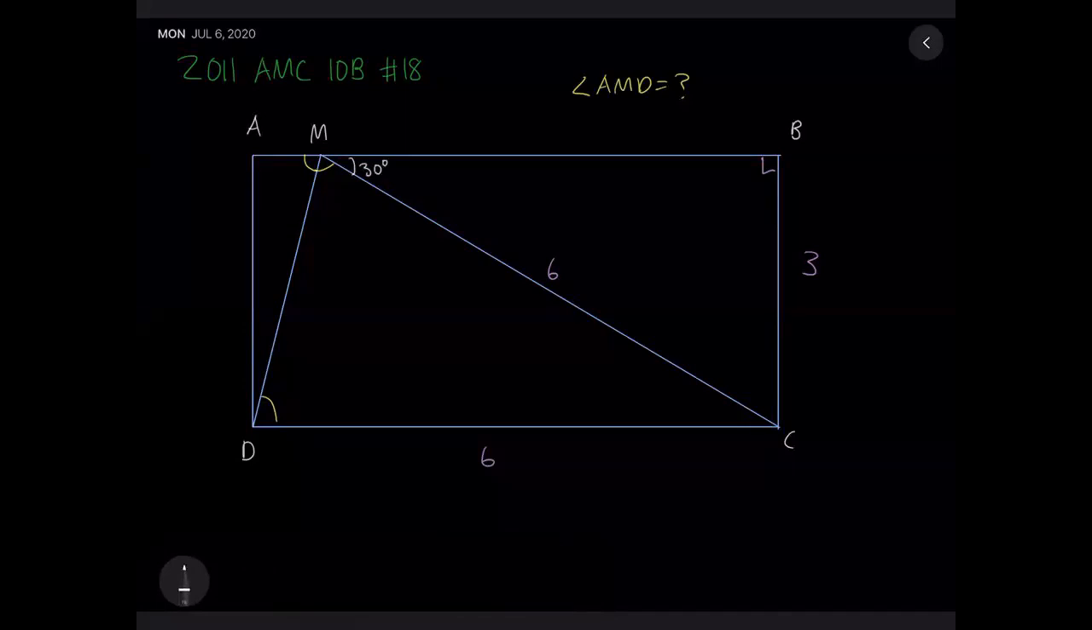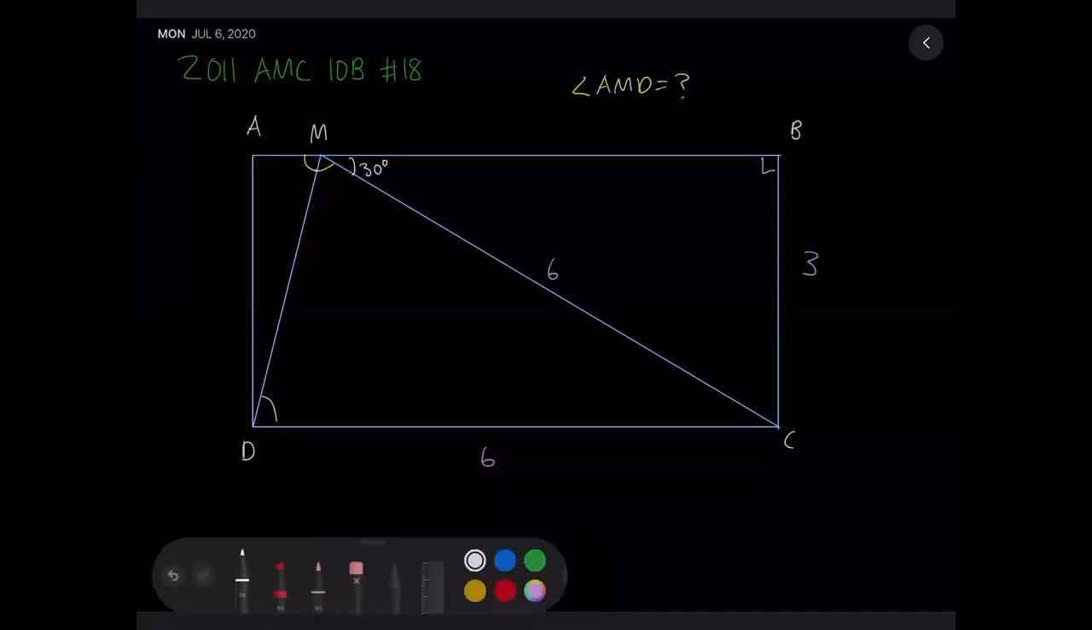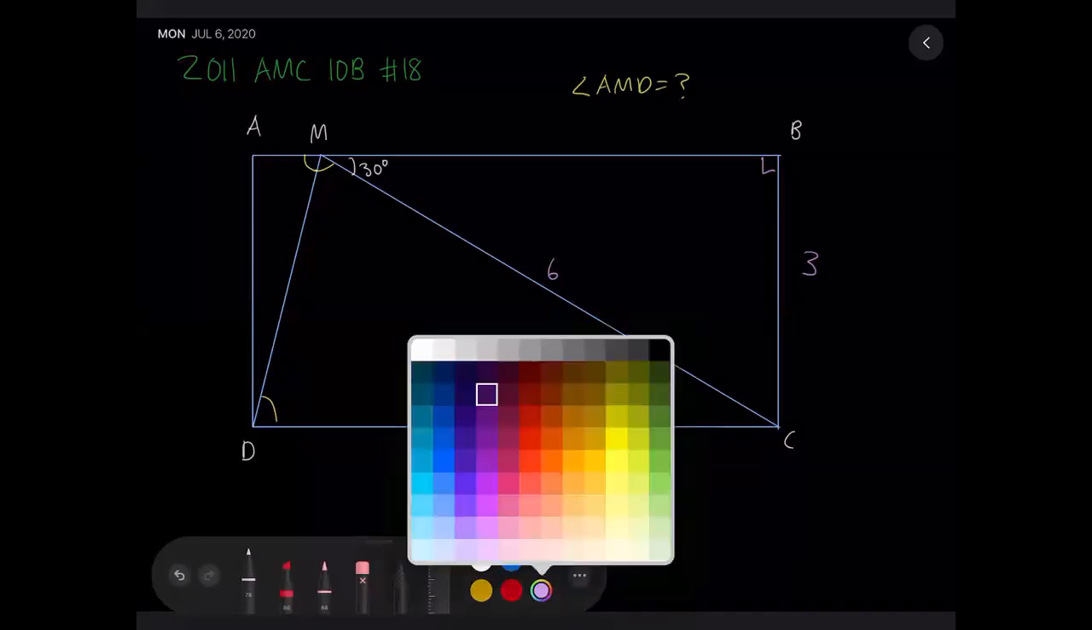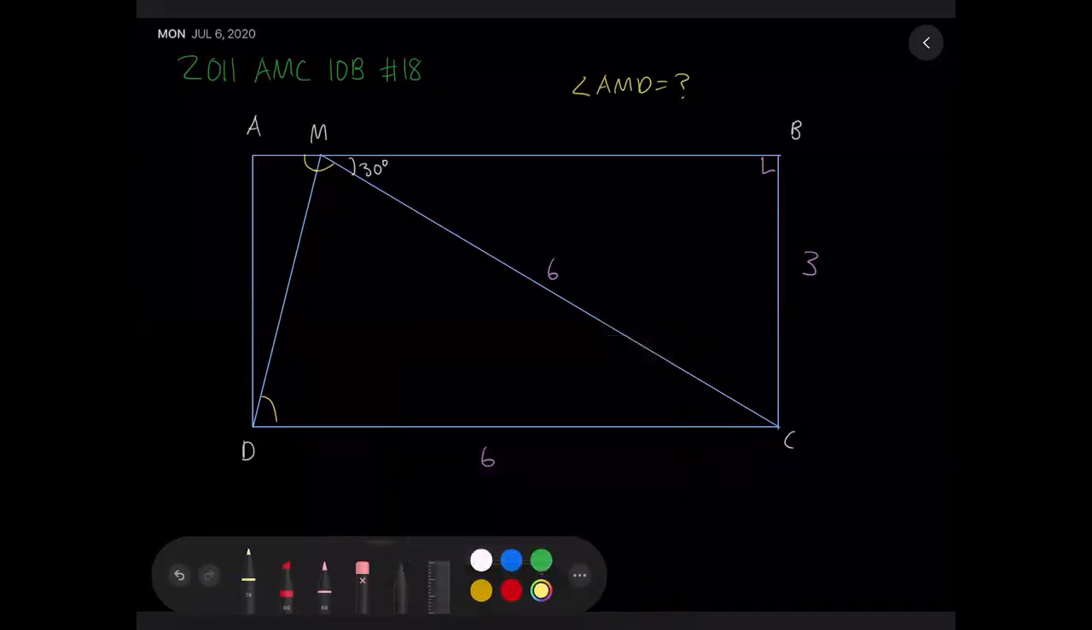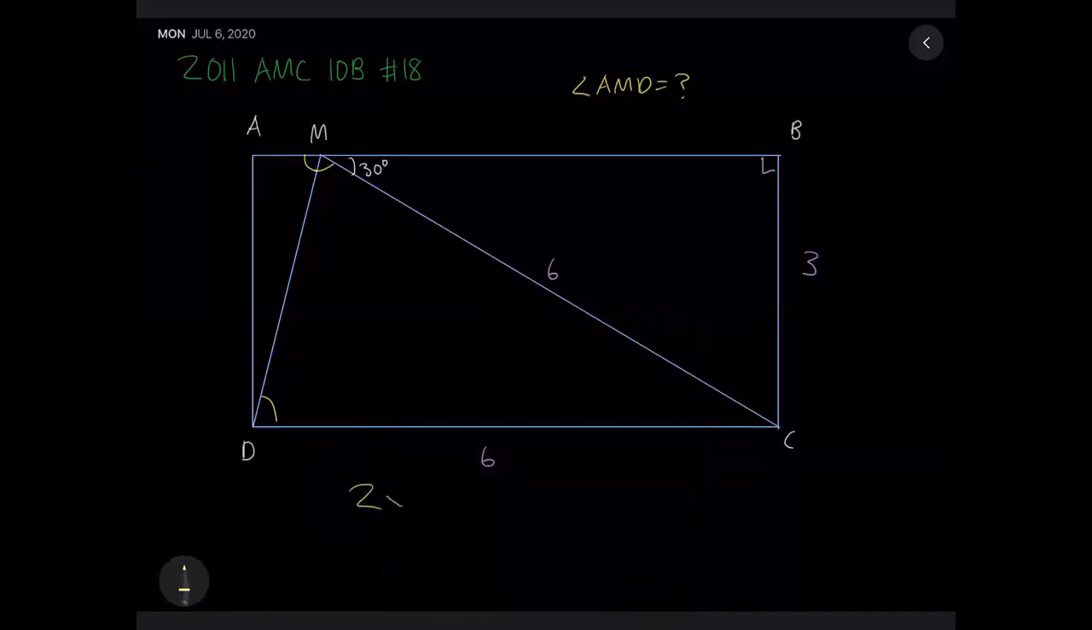So if we let this yellow angle be x, then 2x plus 30 is equal to 180 degrees. Therefore, x is equal to 75. And this was choice E. This is from 2011 AMC 10B, problem number 18. So we're getting significantly harder.